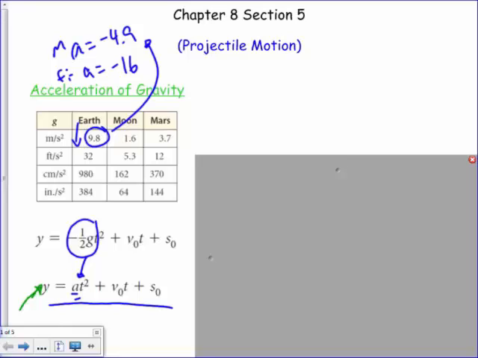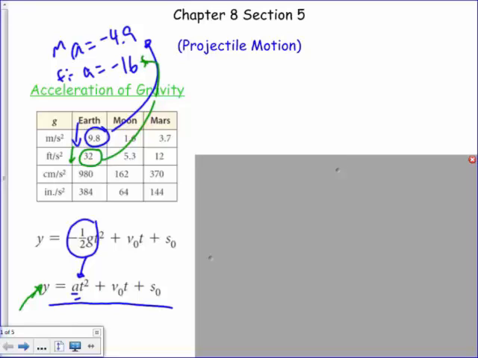Same thing with feet. The acceleration of gravity is technically 32 feet per second squared. It's going downwards, so it's negative, and we always take half of it for our projectile motion, which in this case gives us negative 16. Those are the two predominant ones we're going to deal with, so we should try to memorize those: negative 4.9, negative 16. If it deals with centimeters or inches, I'll help you with that, but we should be able to get those down at least.